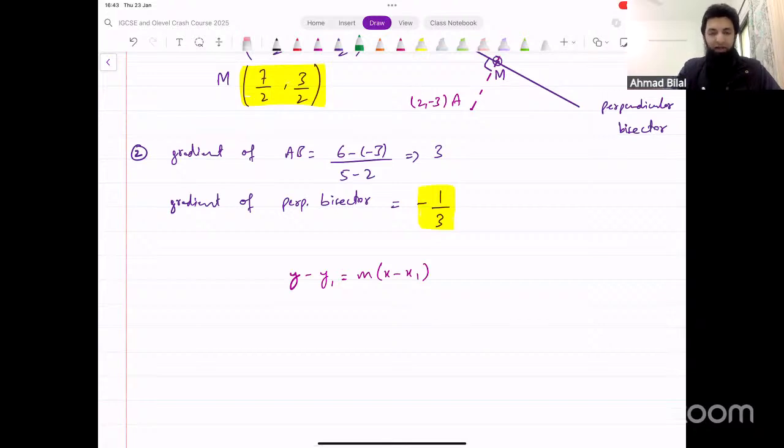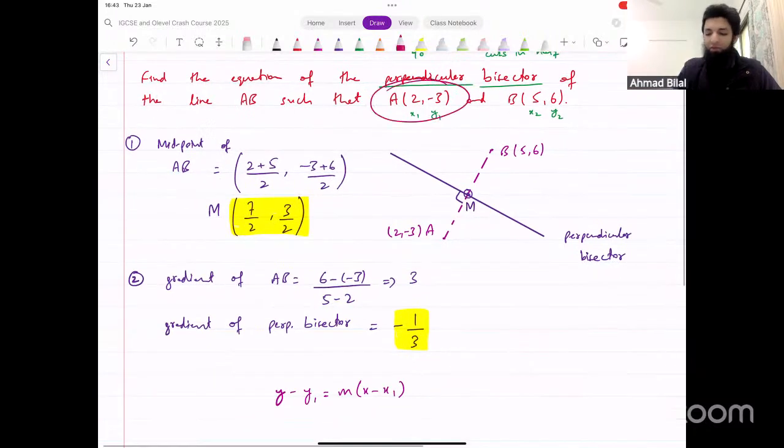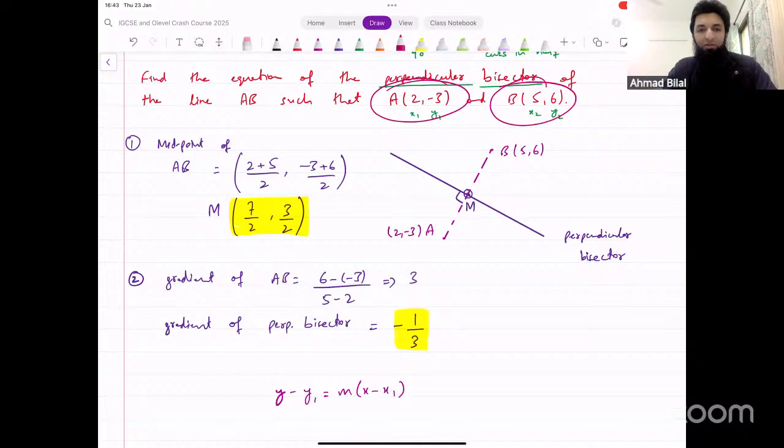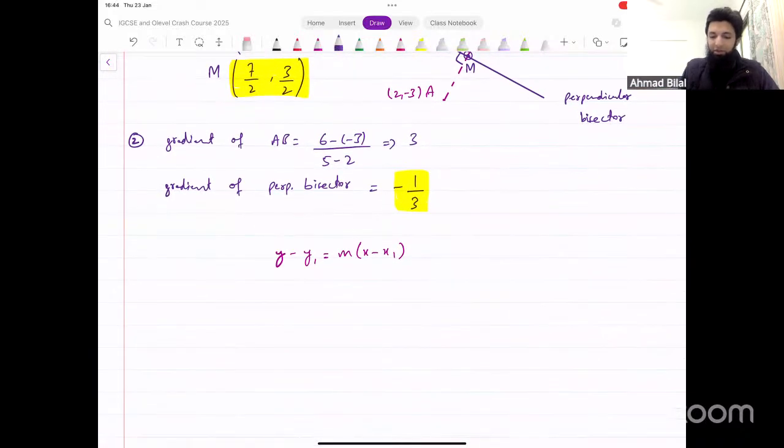What's the point that we're going to use? It's a very common error that students end up using one of these points, A and B. That would be incorrect, of course, because the perpendicular bisector does not pass through A or through B. It passes through the midpoint. Okay, so you have to use the midpoint and the gradient, which is minus 1 over 3. Let's use that to write down the equation.